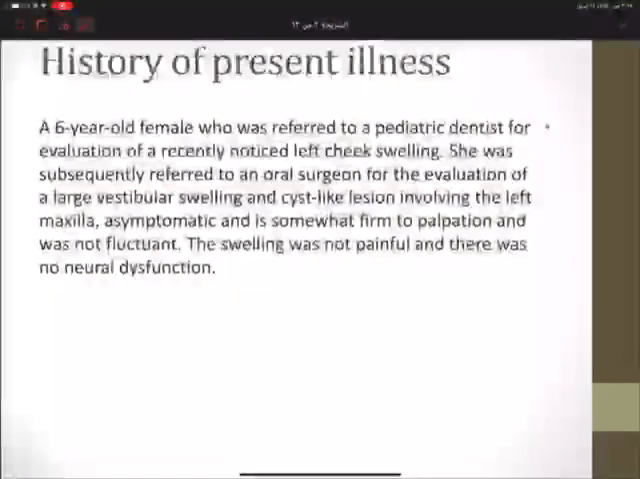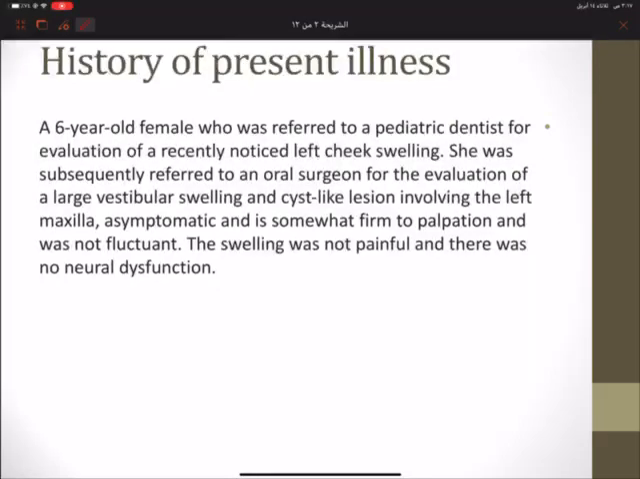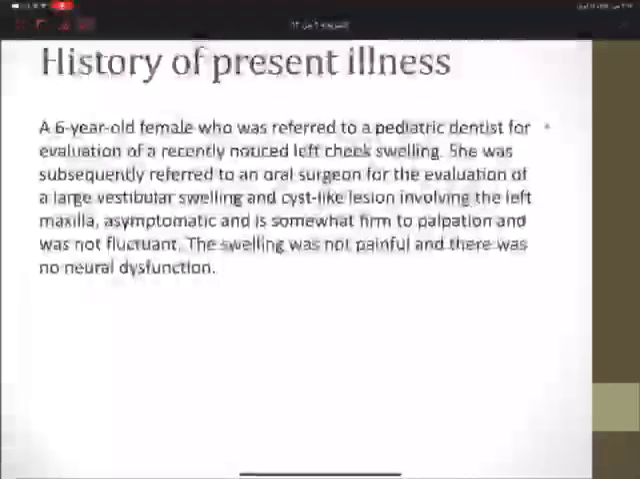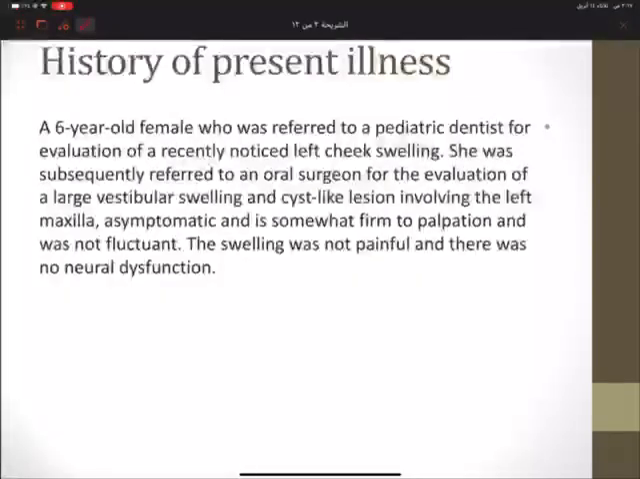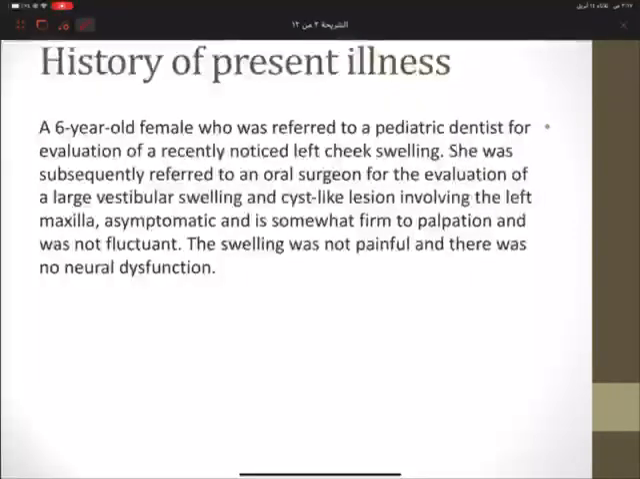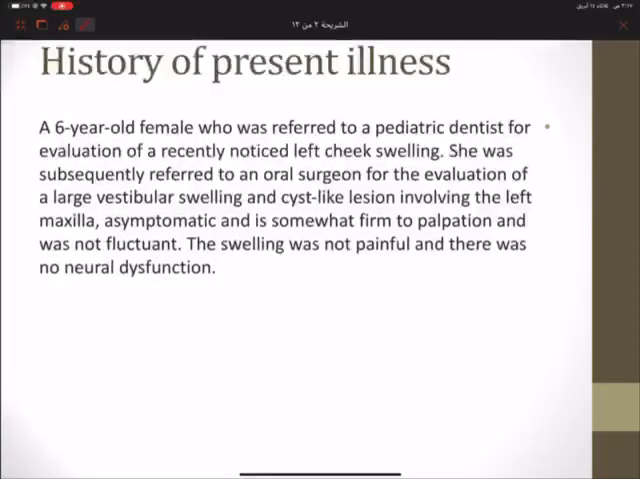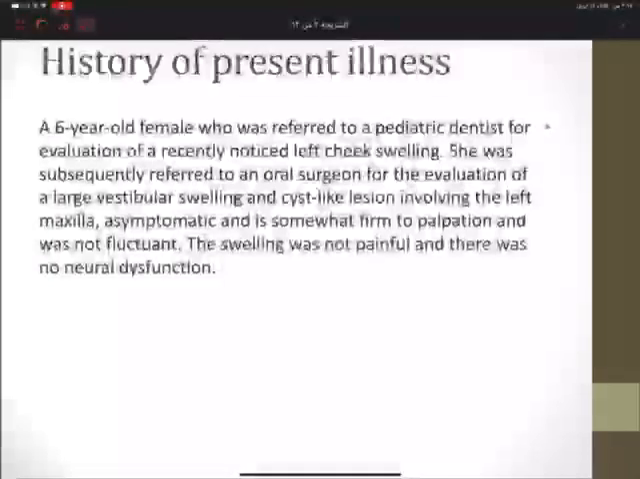We have a 6-year-old female who was referred to a pediatric dentist for evaluation of a recently noticed left cheek swelling. She was subsequently referred to an oral surgeon for the evaluation of a large vestibular swelling and cyst-like lesion involving the left maxilla, asymptomatic and somewhat firm to palpation and not fluctuant. The swelling was not painful and there was no neural dysfunction.